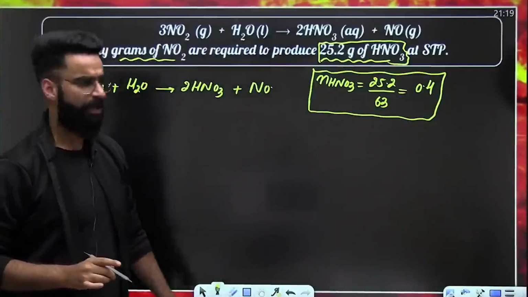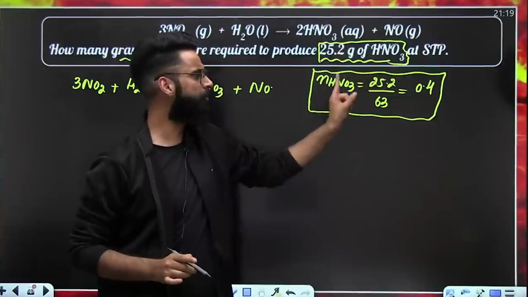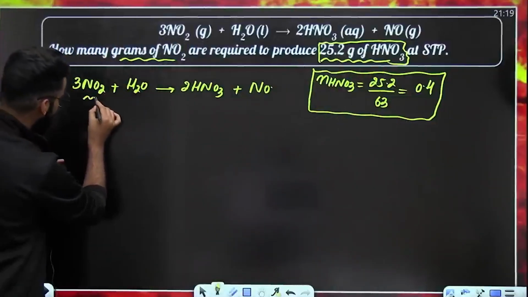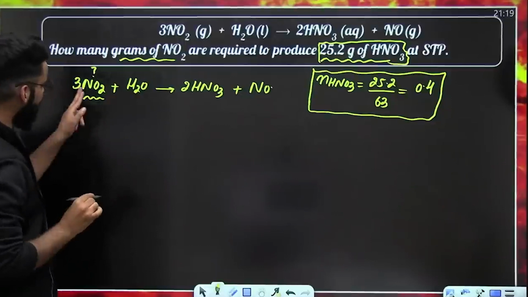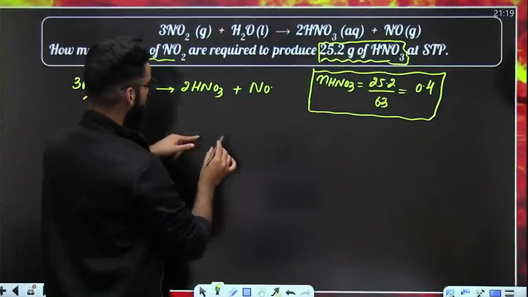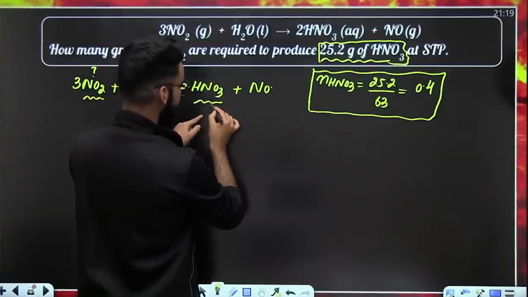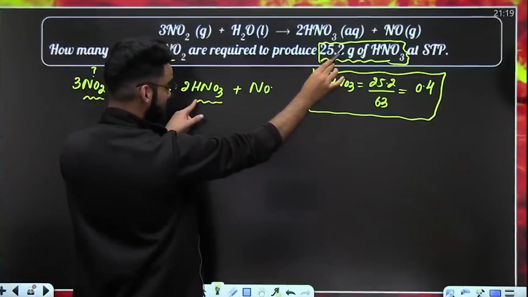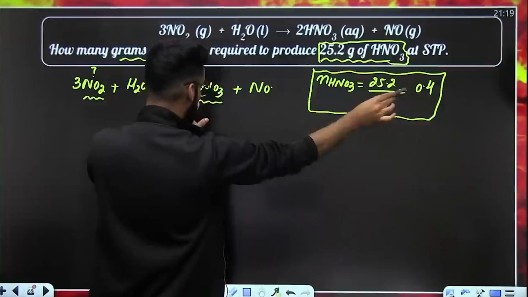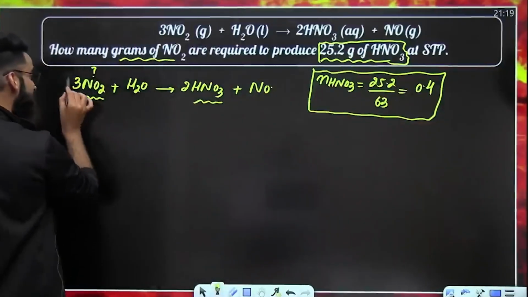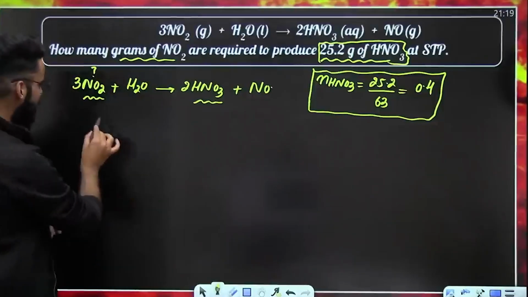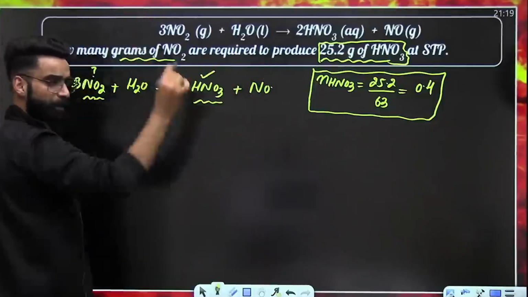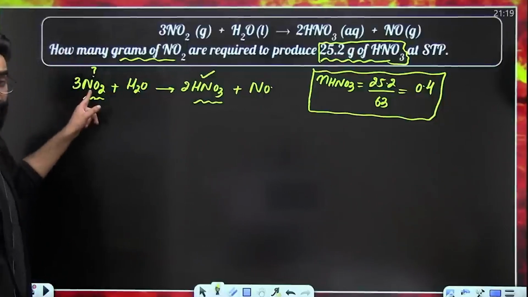So what did we do? We converted the given mass of HNO3 into moles of HNO3. Now, as per the question, how many grams of NO2 are required to produce 25.2 grams of HNO3? Basically, in order to produce 0.4 moles of HNO3, how many grams of NO2 are required? So you have to relate NO2 with HNO3. This is the one whose data is given as per the question. This is the one whose data is to be calculated.